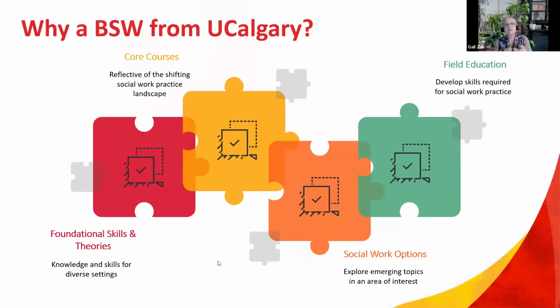So we designed the program to have core courses, foundational skills and courses, social work option courses, and field education. Field education, for those of you who might not be familiar, are practicums or placements, we call them in social work. Other places might call them locums, preceptorships, those types of things. But it's basically working in your field while you're in school so that you get that supervision that you need to become a professional social worker.